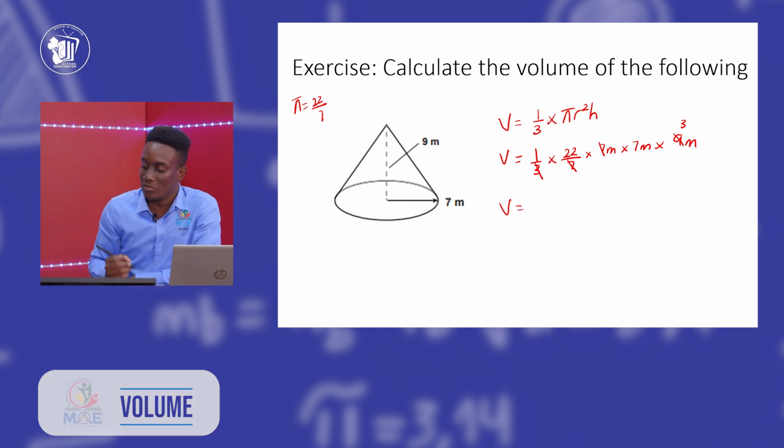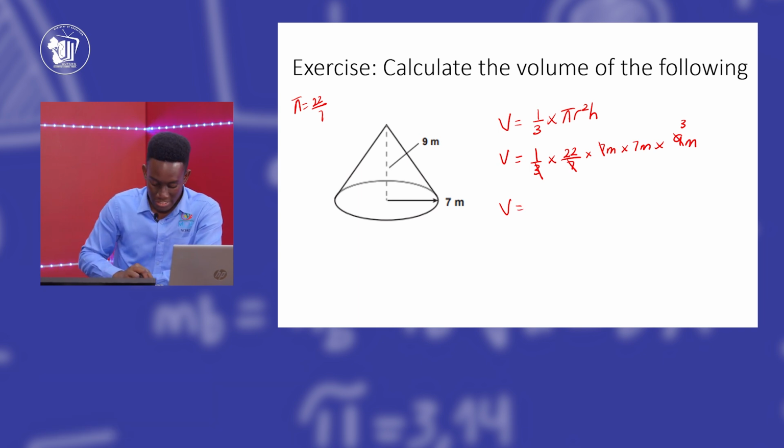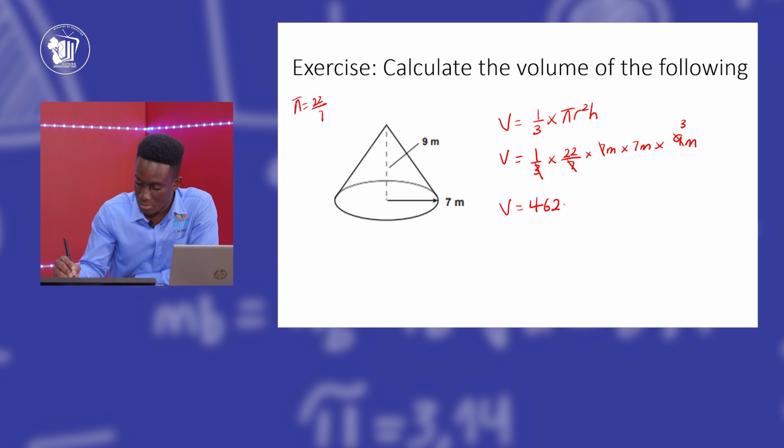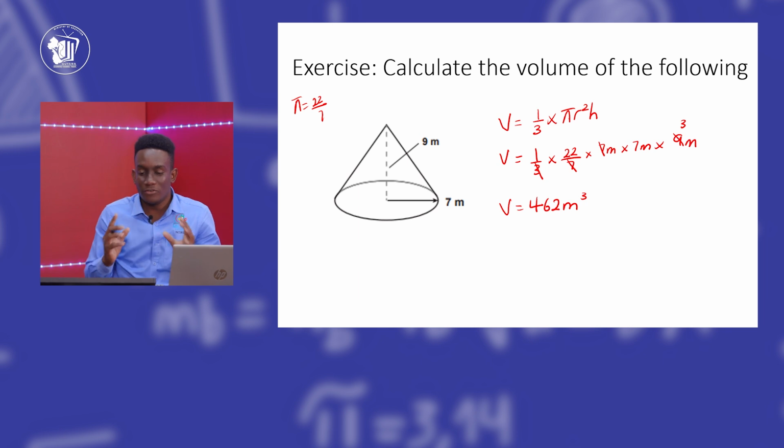So 1 times 22 will give me 22. 22 times 7 times 3 would give me 462 meters cube, since we're dealing with volume and it's meters times meters times meters. So the volume of this cone will be 462 meters cube.